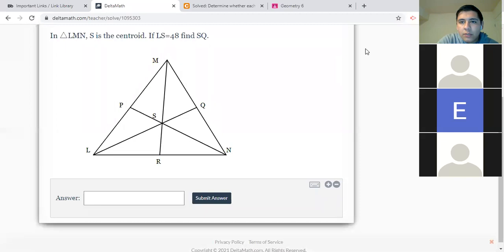So that's what your homework is going to be based on for today. Tomorrow we'll focus a little more on the actual algebra.